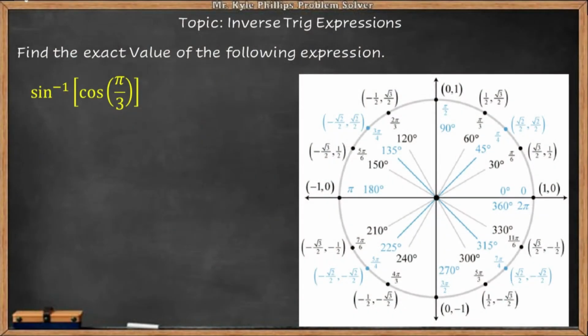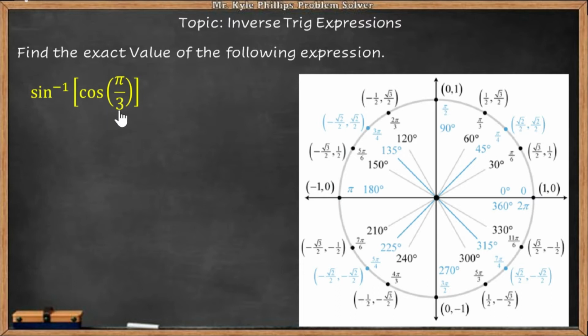Hey everybody, so in this video we are going to be talking about inverse trig expressions. So here they say inverse sine of cosine of pi thirds, and they want us to find the exact value of this. Anytime you're working with expressions, you have to remember that your order of operations still applies. So we need to work inside of these brackets first.